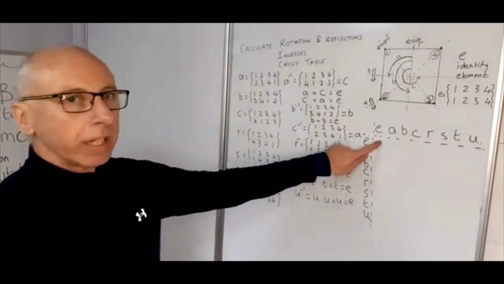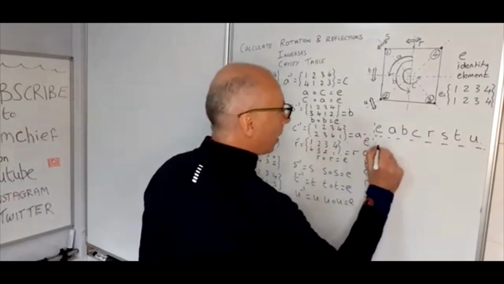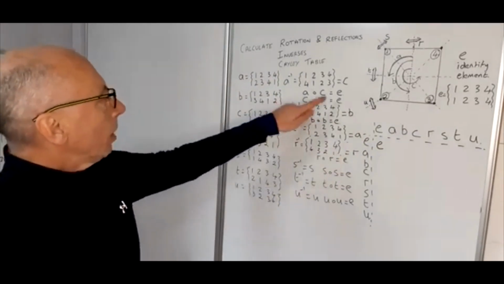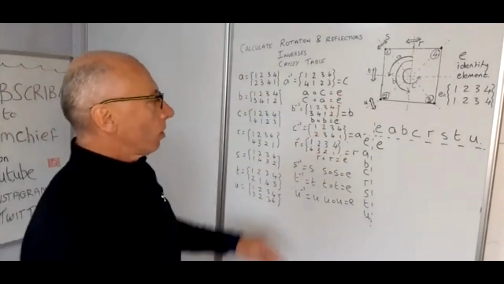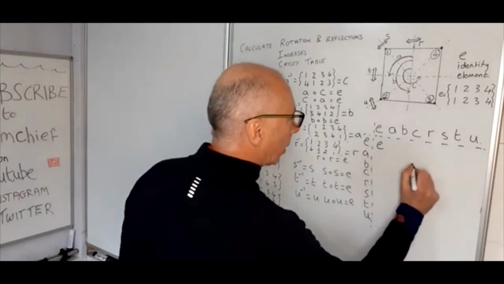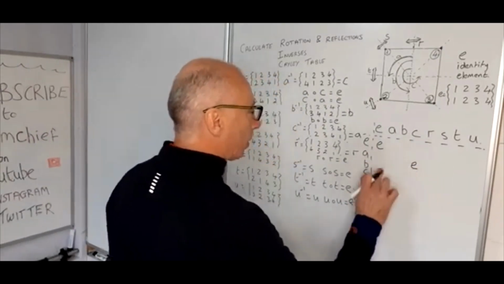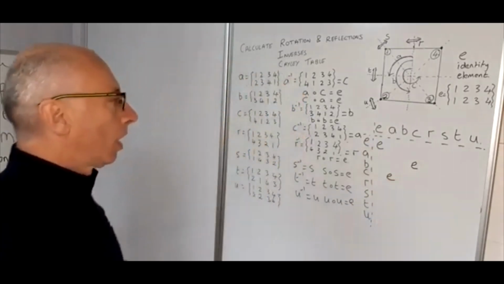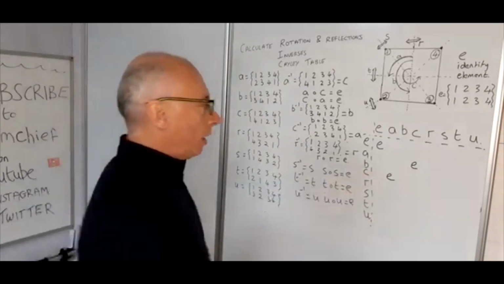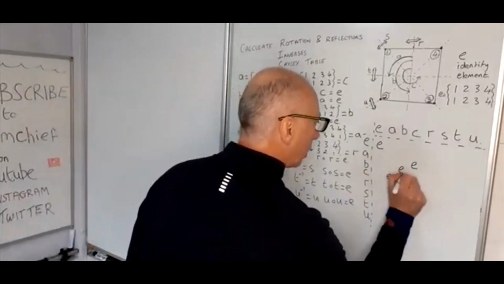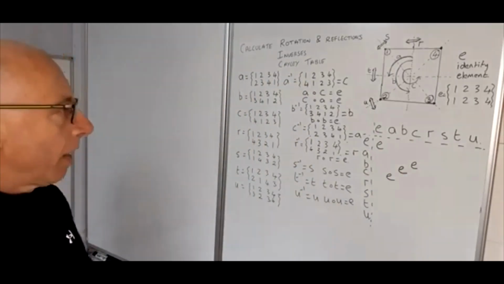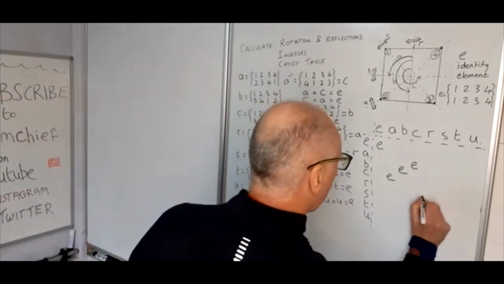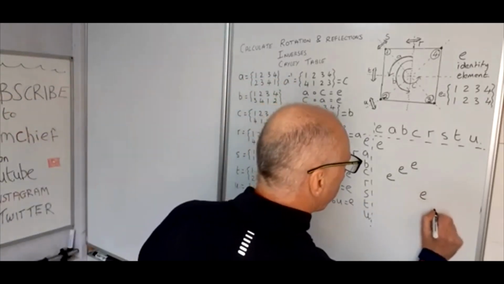So E acting on E, we know is the identity element, so we can straight away put an E in there. We know A acting on C is also the identity, so we can just put that one in there. And its inverse is C acting on A, so that will go in there. B acting on B is the identity element, so that will go there. And then R, S, T, U are all self-inverse, so they will all have their identity following down the line there.